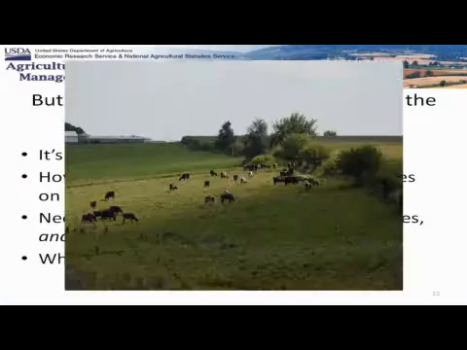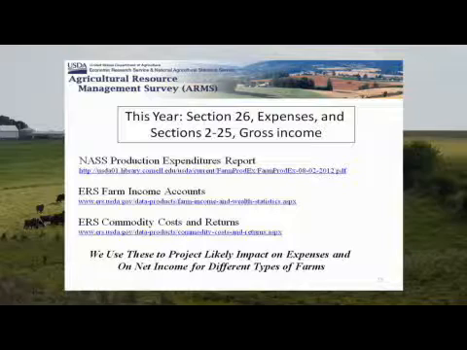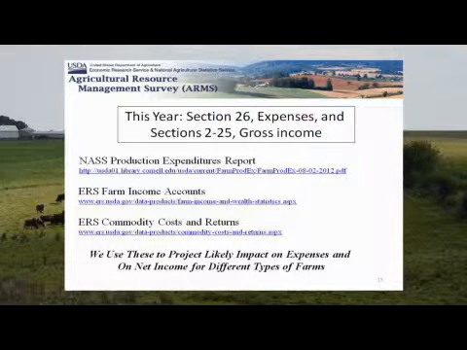Where can we find that information? Well, in fact, that's a significant part of what comes out of ARMS. In this year, for you enumerators, it's Section 26 out of expenses, and Sections 2 to 25 where we build up gross income. We have several reports that NASS and ERS produce that provide us with detailed information on the expense structure of different types of farms. We can use this information to project the likely impact of feed price changes on expenses and on net income for different types of farms.